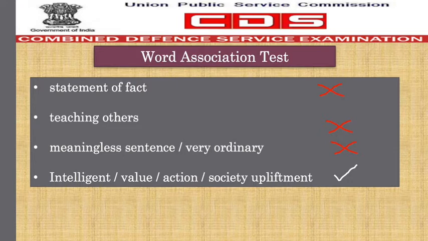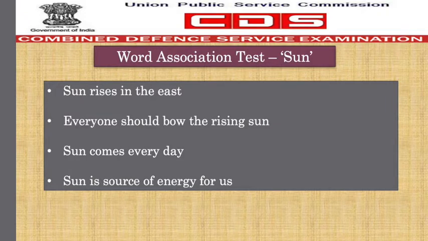And lastly, the sentences which show intelligence, which are value oriented, which give some action or which talk about society upliftment are the sentences which we are looking at, which you must use for your word association test. I'll show you the same with help of certain examples. First of all, let's take a very simple word called sun. Various sentences which you can make with this word are: sun rises in the east, everyone should bow to the rising sun, sun comes every day, or sun is a source of energy for us.